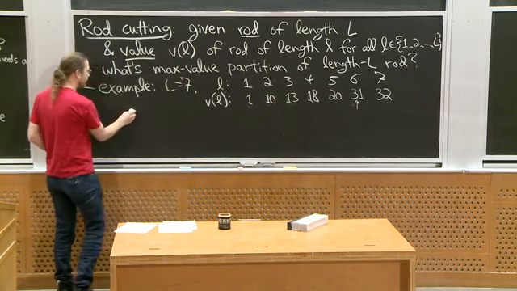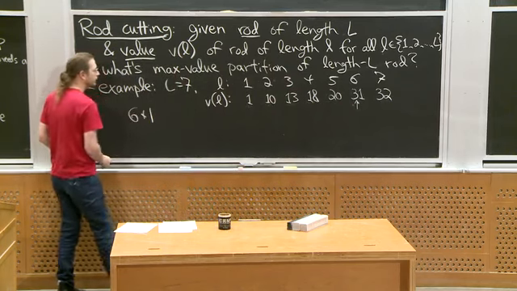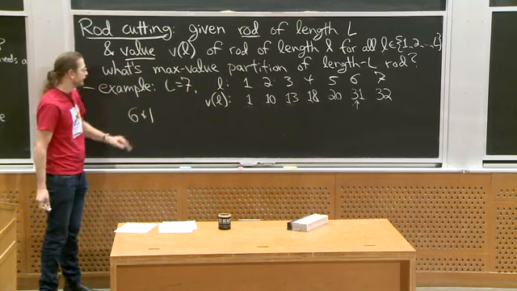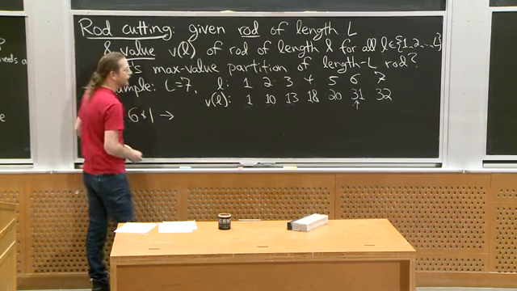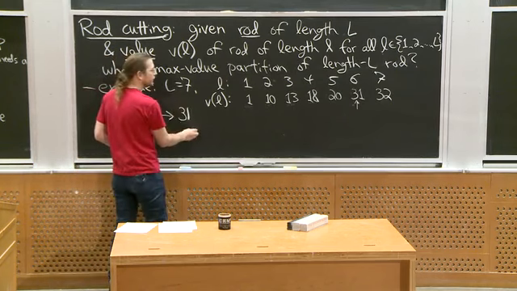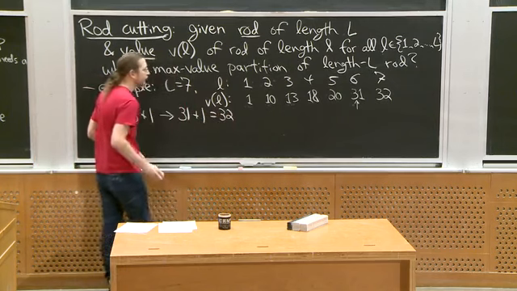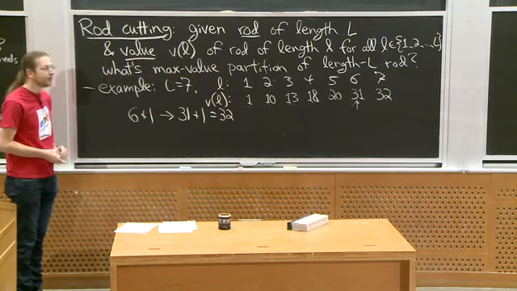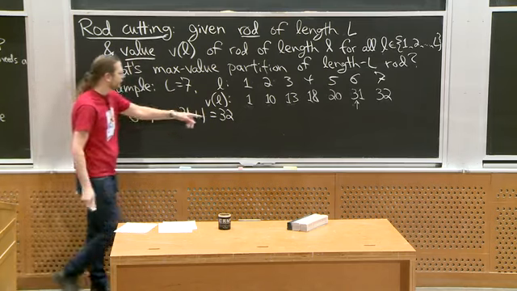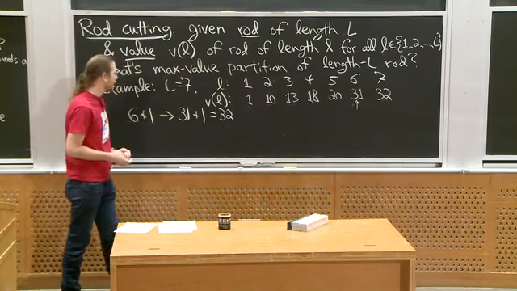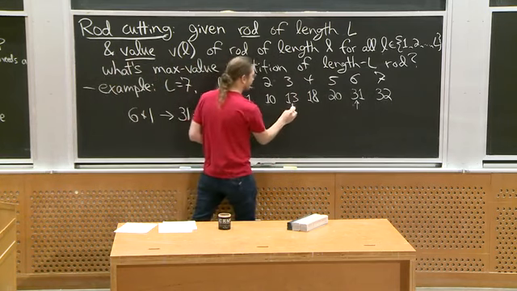And so one natural partition is 6 plus 1. I sell 1 rod of length 6, and that leaves a rod of length 1. And this will give me 31 for the 6 and $1, which gives me $32. But this turns out to not be the best, which is actually the same as if you just sold it outright.